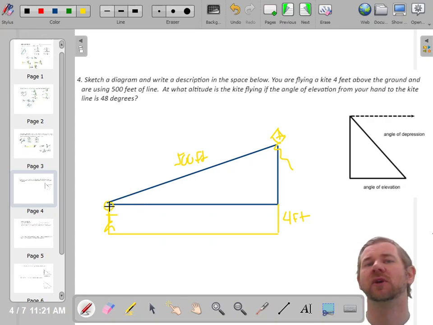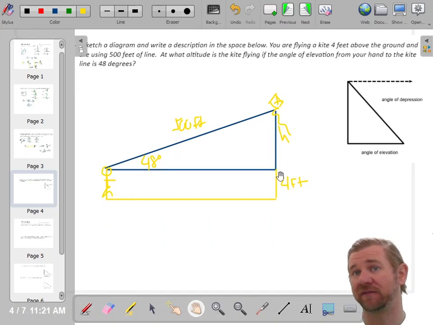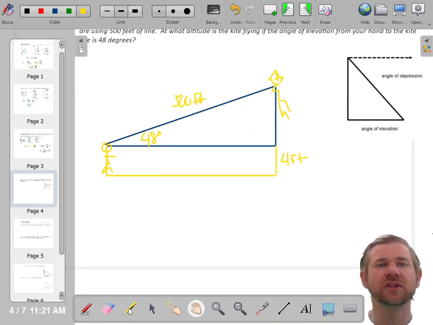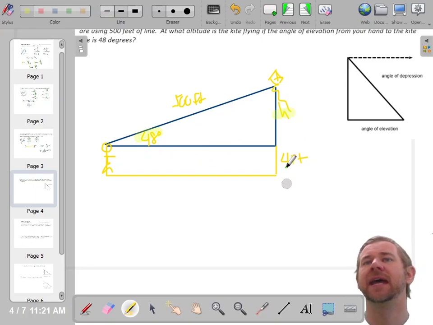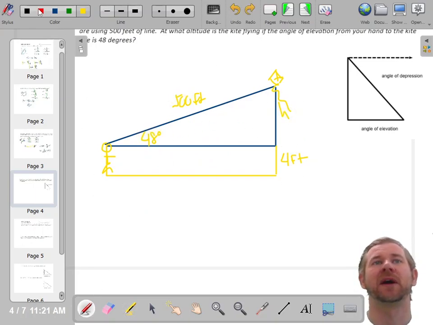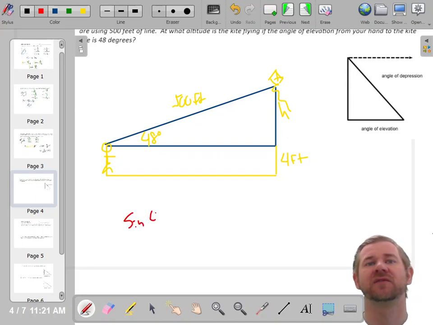So from here, you look out and you look up. This is 48 degrees. And we're trying to find the altitude, so that would be this height right here. And we're just going to add 4 at the end. So if we're using 48 degrees, h is opposite and 500 is the hypotenuse. So opposite hypotenuse is sine. We'll say the sine of 48 is h over 500.